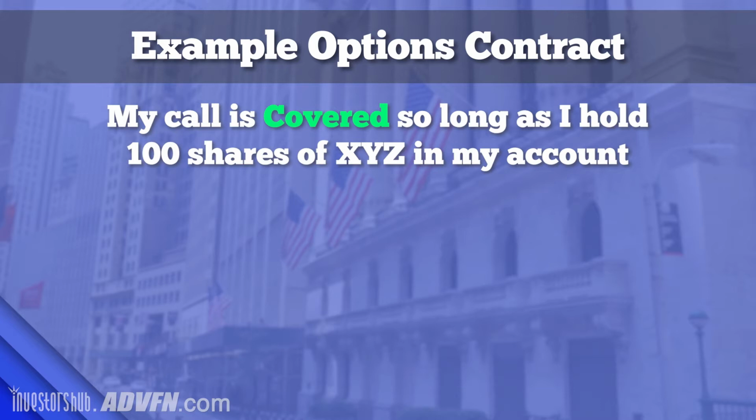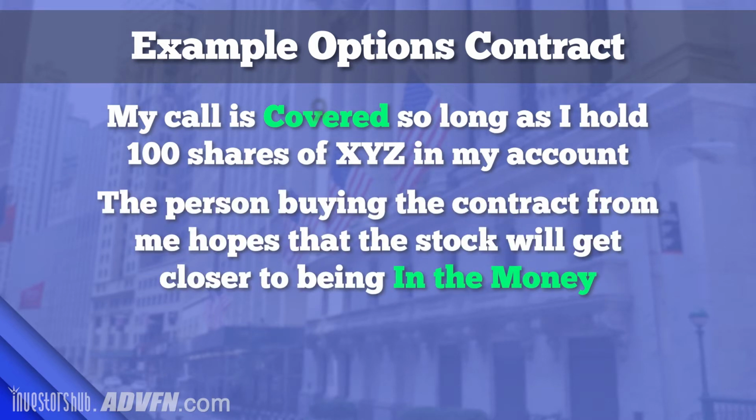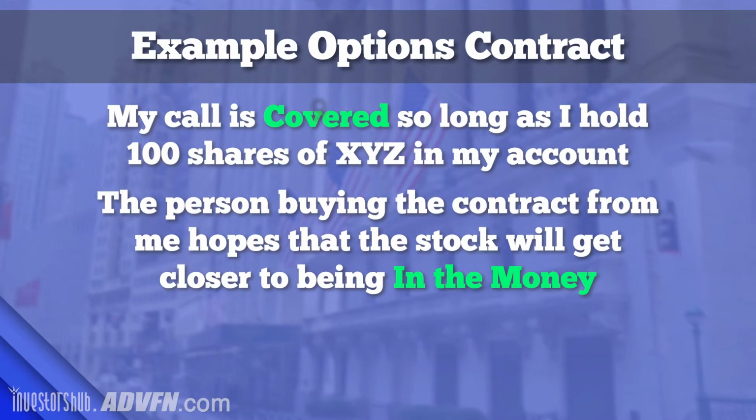So somebody waddles along and agrees to the bet, hoping that the contract will be in the money before the contract expires, or at least closer to in the money and they can pass it on to another person.